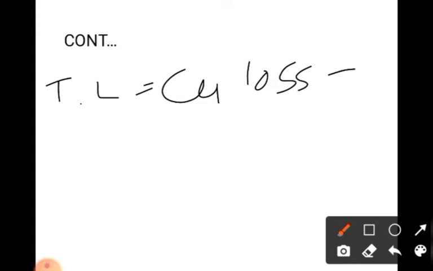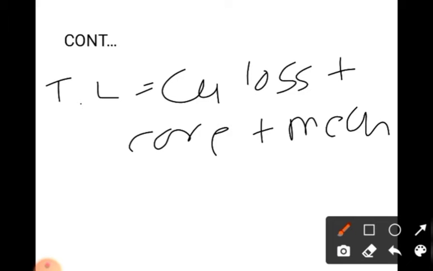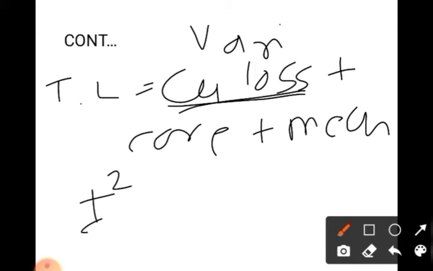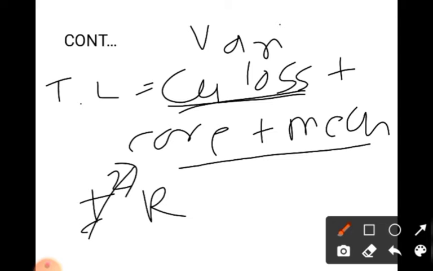So total loss is equal to copper loss plus core loss plus mechanical loss. Here in this case, copper loss is the variable loss. Copper loss is nothing but the I square R loss. The quantity of current is changed according to the loading condition. Therefore, this loss is the variable loss. And core and mechanical loss are constant losses.